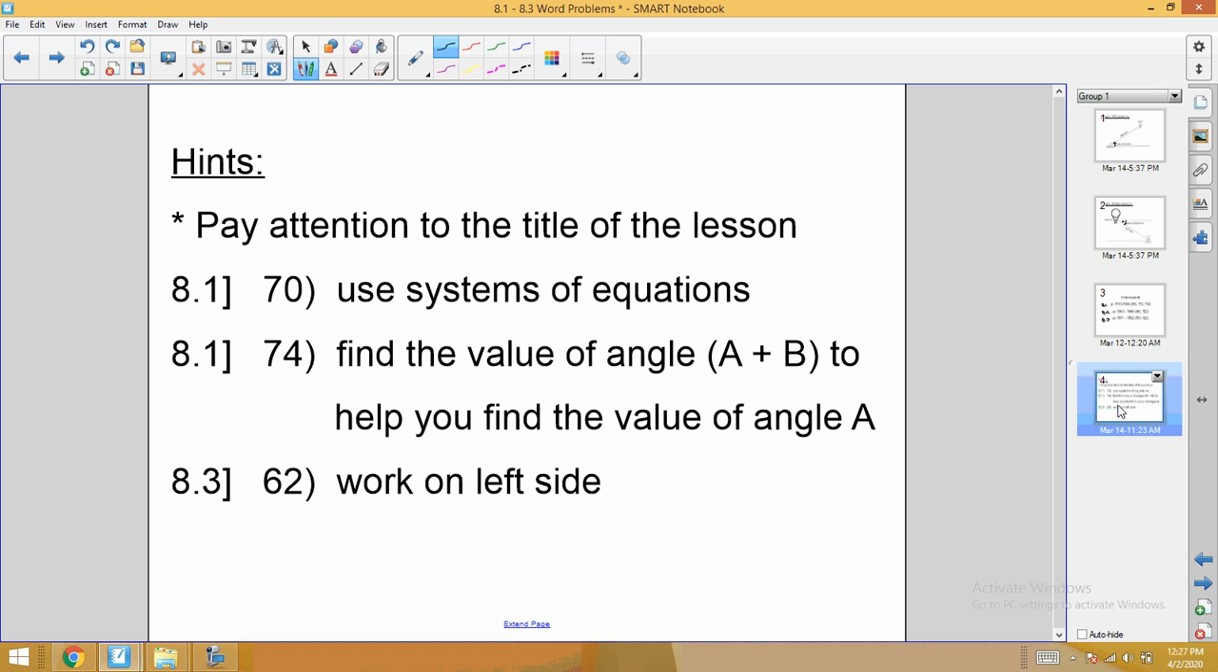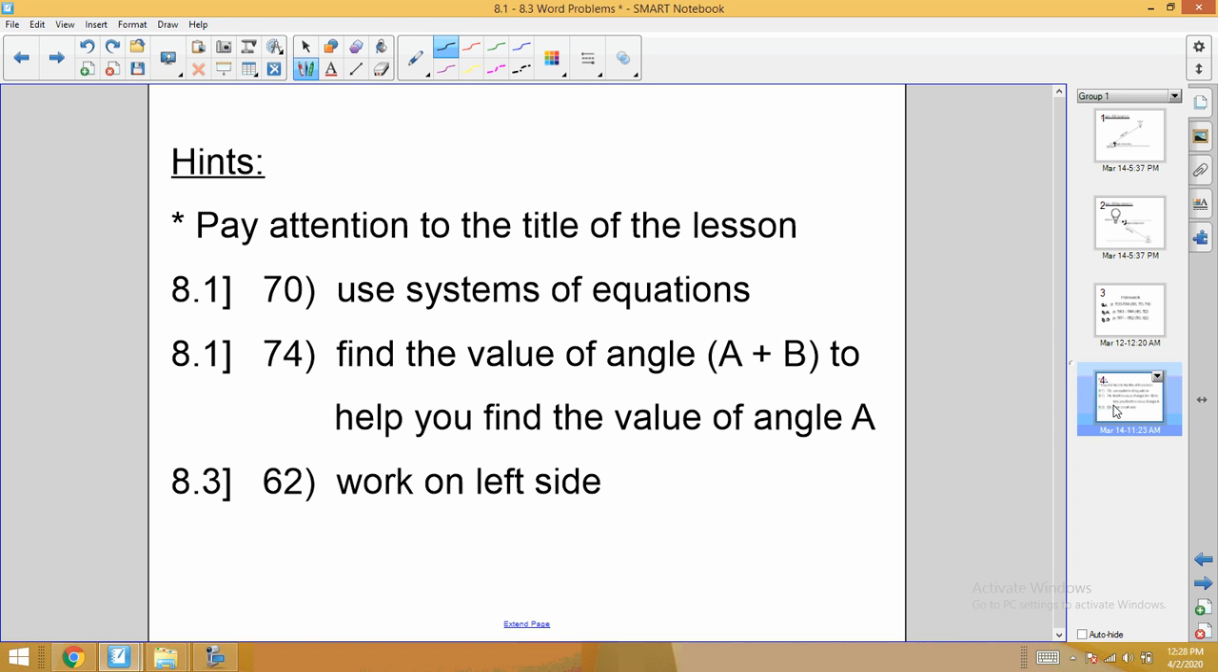For lesson 8.1, number 70, to answer that question, you're most likely going to need 2 equations that each have 2 unknowns. And so at some point you're going to have to use your knowledge of how to solve a system of equations to help you with that. So perhaps using substitution or elimination. On number 74, they talk about this angle A and angle B. I think if you're kind of stuck and not sure what to do, if you find the value of angle A plus B first, that can be really helpful. And I think they give you some information that allows you to find angle B, so then if you can find the value of angle A plus B, that can then lead you to angle A.